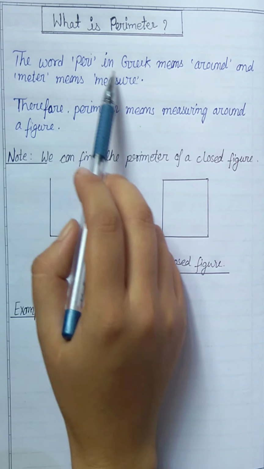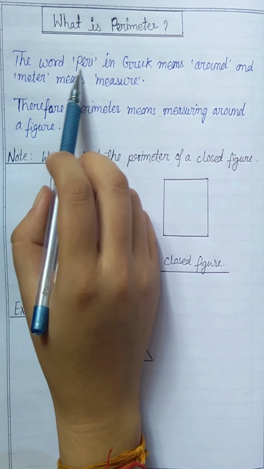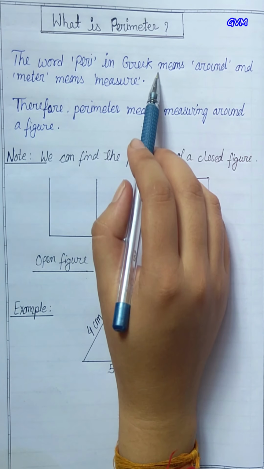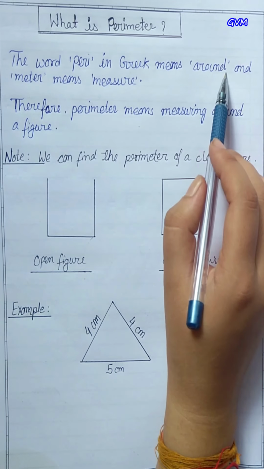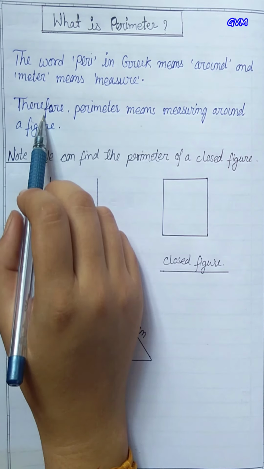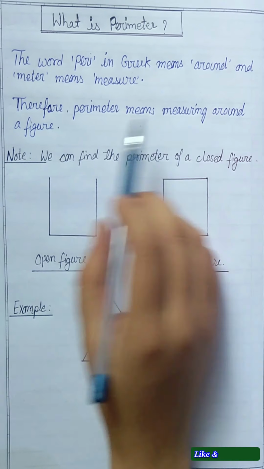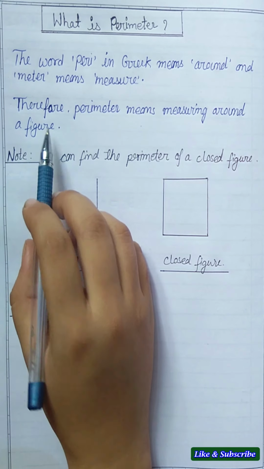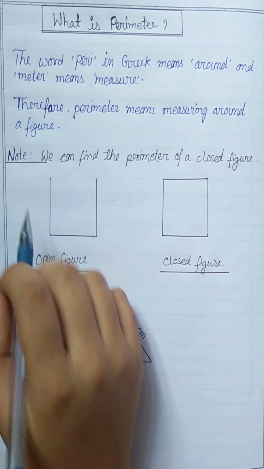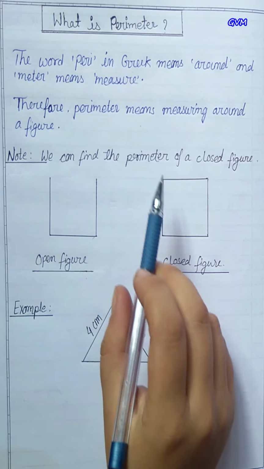Okay, so Greek में जो peri का मतलब है, peri क्या है? Peri एक ग्रीक वर्ड है. ओके, जिसका मतलब है अराउंड. ओके, एंड मीटर का मतलब है मेजर. देयरफॉर पेरीमीटर मीन्स मेजरिंग अराउंड अ फिगर. सो इसलिए पेरीमीटर का मतलब क्या हुआ? मेजरिंग अराउंड फिगर. किसी फिगर के अराउंड मेजर करना है. अराउंड यानी कि चारों ओर.